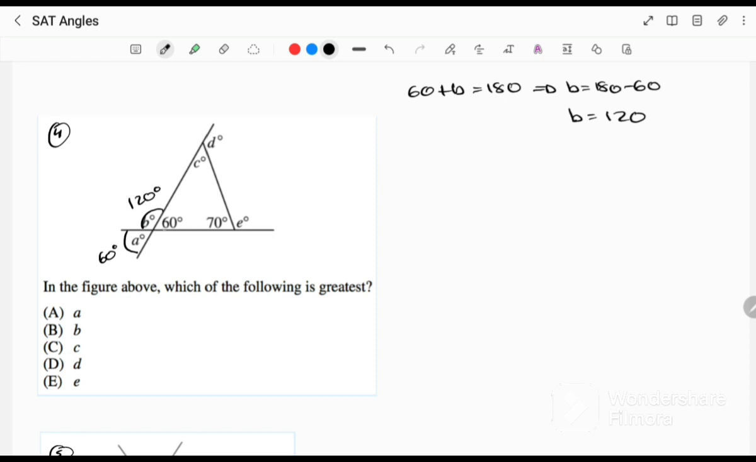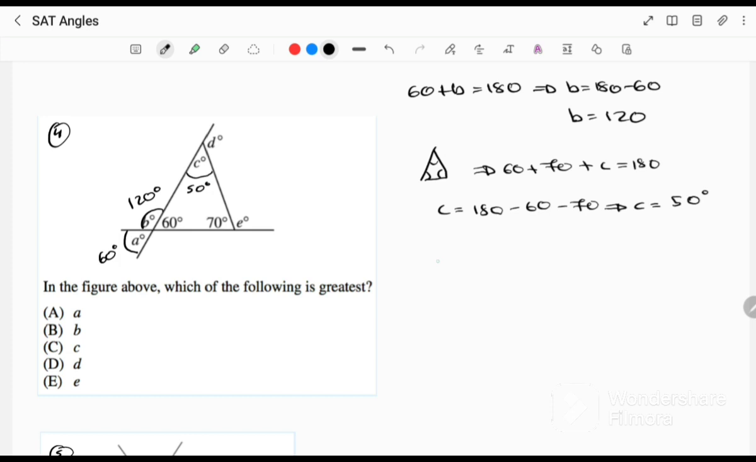We also know that 60, 70, and C are in a triangle. So angles in a triangle add up to 180. So 60 plus 70 plus C is equal to 180. C is equal to 180 minus 60 minus 70. And that gives us a value of C, which is 50.